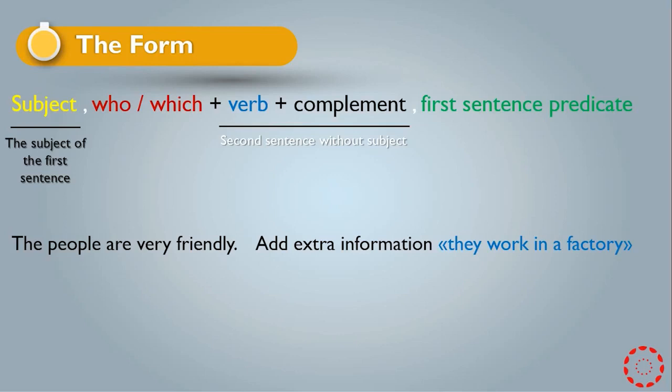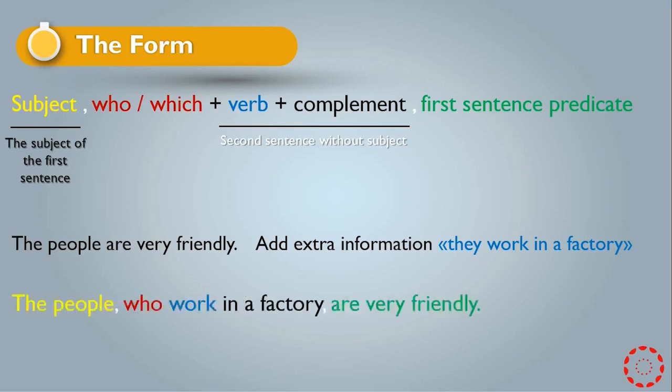So according to this rule, the sentence became like this. The subject of the first sentence is the people. For people we use who. After the people we have to use a comma according to the rule. As you see, we have a comma here, and we also have to use a comma here. After the people we have who. Then the verb and complement of the second sentence without the subject, which is work in a factory. Who work in a factory.